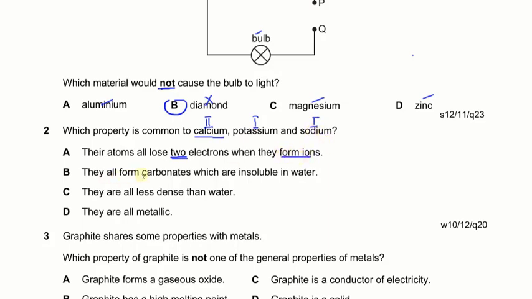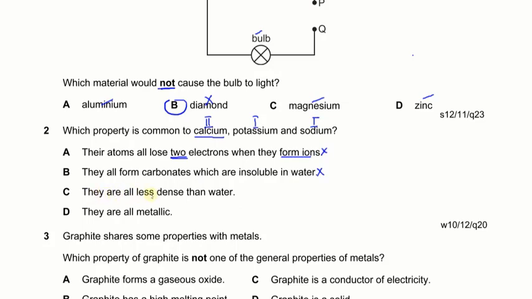form ions. They all form carbonates which are insoluble. Remember, carbonates of sodium and potassium, they are always soluble. But remember, all salts, all compounds of sodium and potassium, they are always soluble. So that's also a wrong statement.